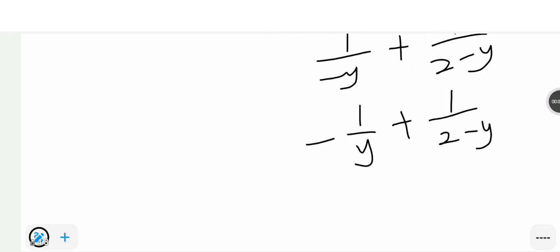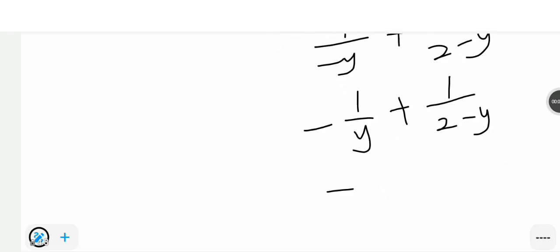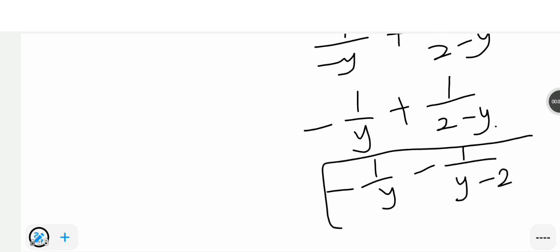So you can also break this down further. 1 over y, if you put this onto minus, turn this onto minus, then this y will come to the front here, and 2 will go to the back. That will be 1 over y minus 2. So this is another way of writing the answer.